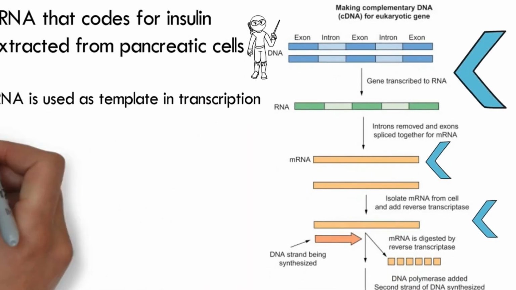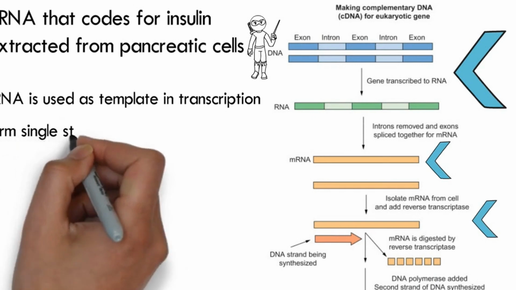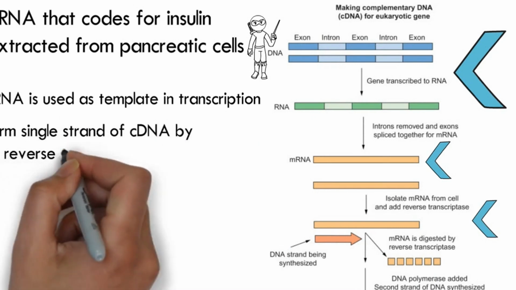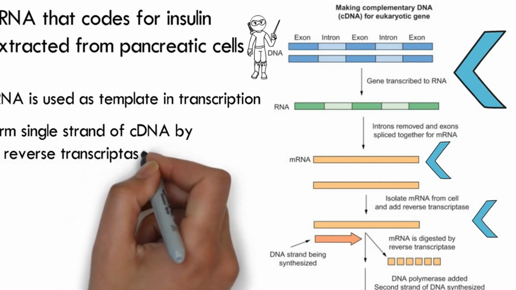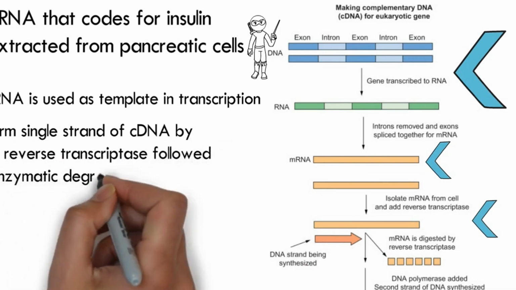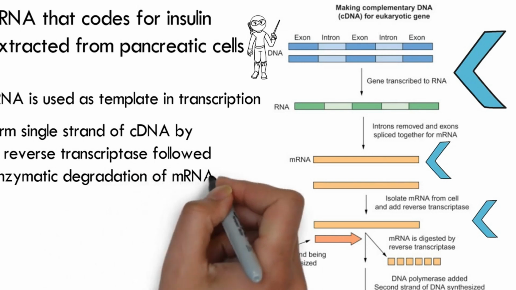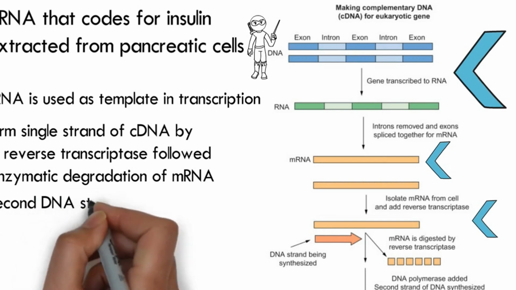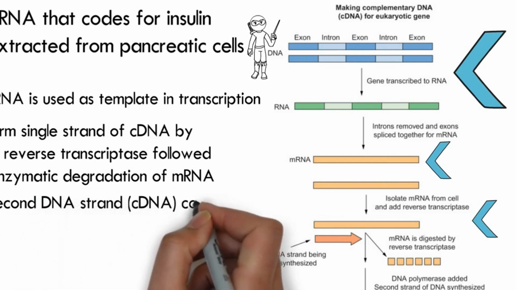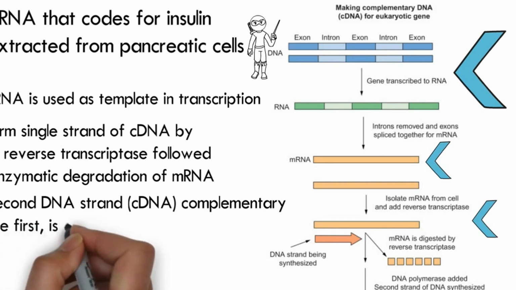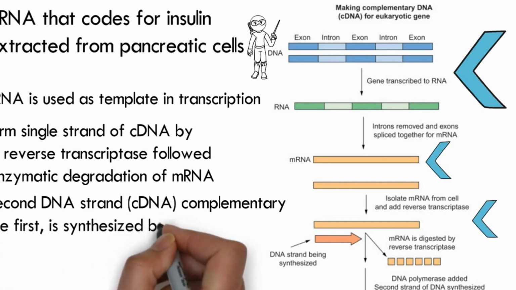After the transcription process is done, we will use the first enzyme involved in this process, called reverse transcriptase. We will form a new single strand of cDNA, followed by the degradation of the mRNA by the second enzyme used in this process, called the mRNA degradation enzyme. In the final step, the second DNA strand, which is complementary to the first strand, is synthesized by DNA polymerase. The double-stranded cDNA is now ready to be used as a gene of interest in the next process of producing recombinant DNA.